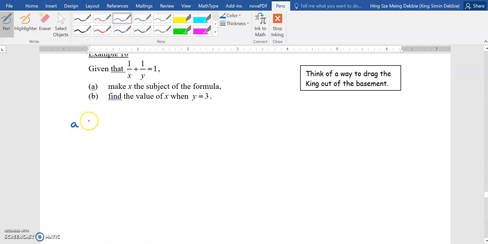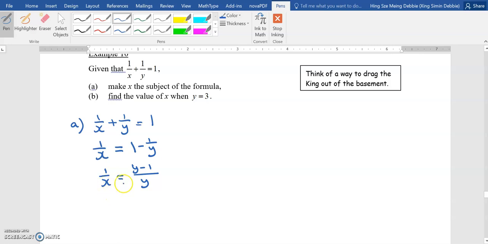We have A, 1 over x plus 1 over y equals 1. To make x the subject, I know that I can do 1 over x. Anything that's unrelated to x, let me put on the right side of the equation, so I minus 1 over y on both sides. Let me turn this into a single fraction. This gives me y minus 1 over y. Alright? And then this is a single fraction.